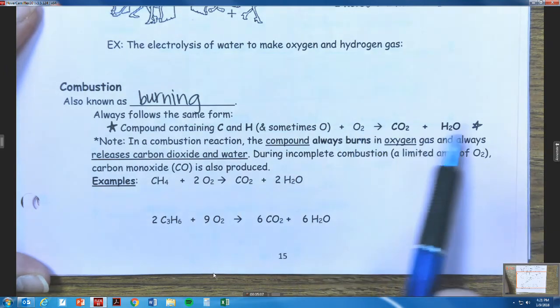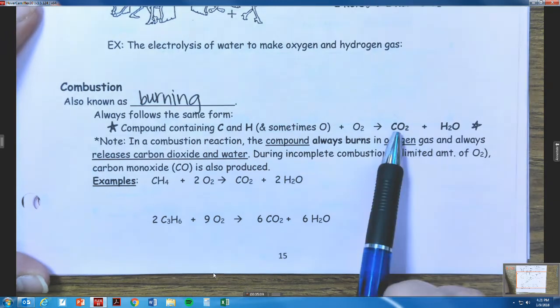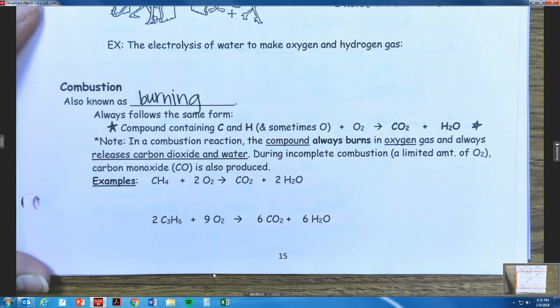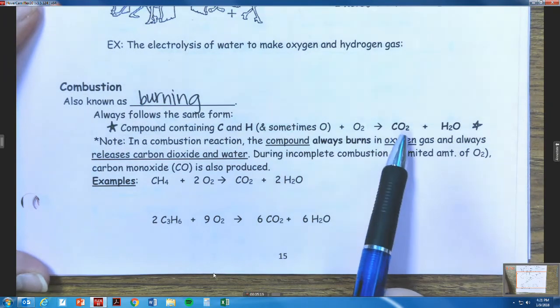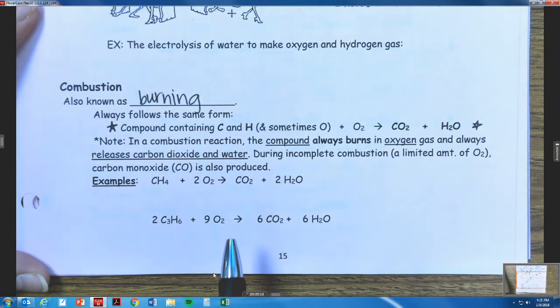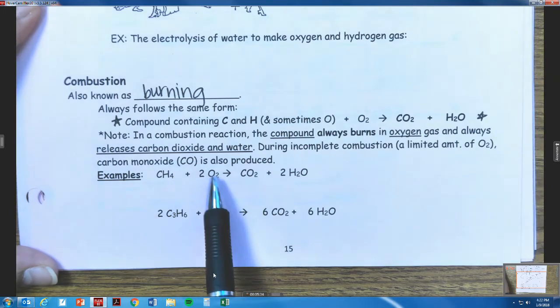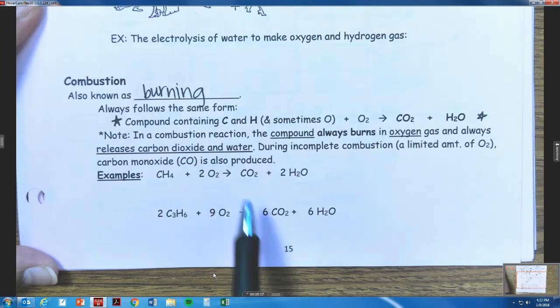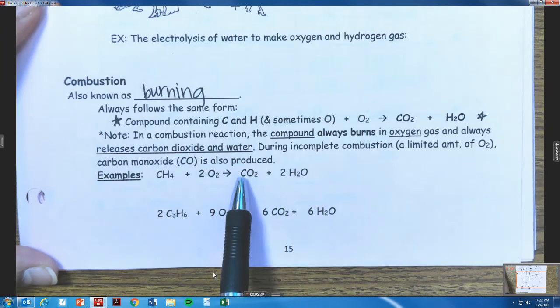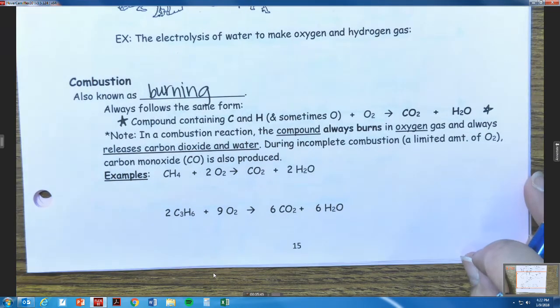Your two products are always going to be carbon dioxide and water. So just by looking at your equation, if you see that your only products are carbon dioxide and water, then it's going to be a combustion reaction. Your examples show that: you have two compounds that have a carbon and a hydrogen, one of your reactants is also oxygen, and your products are carbon dioxide and water. As far as the quiz goes in our class, that is where it stops.